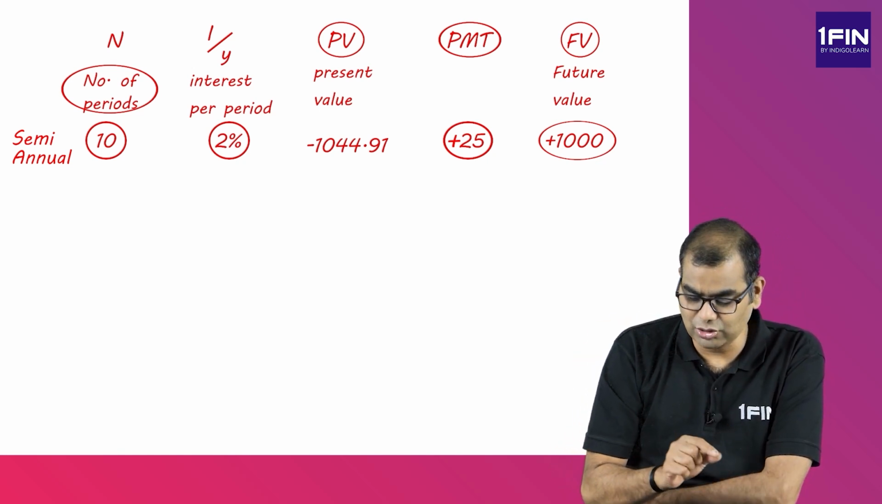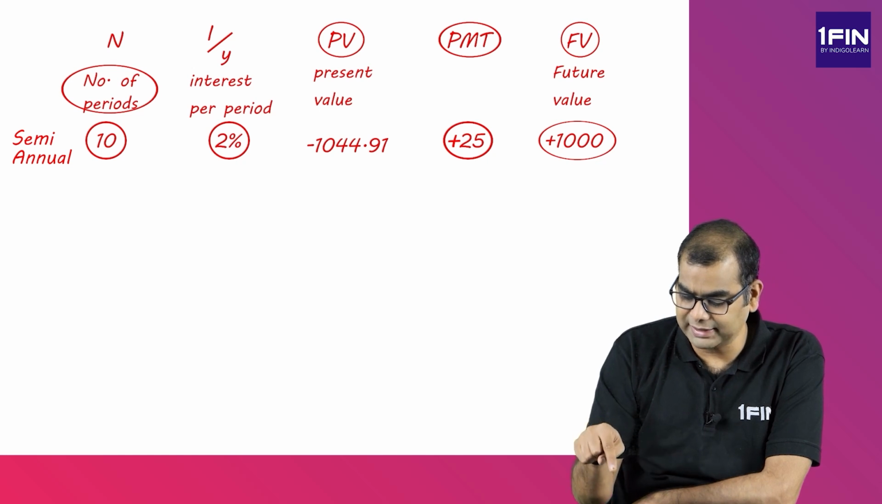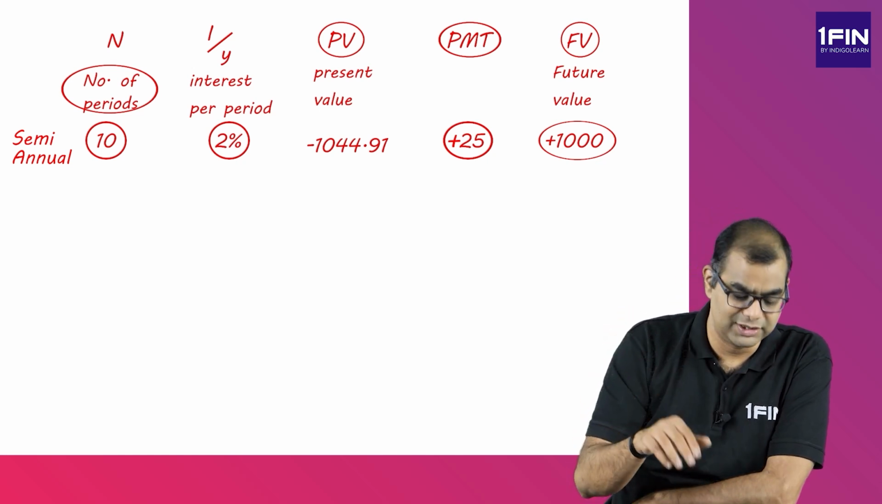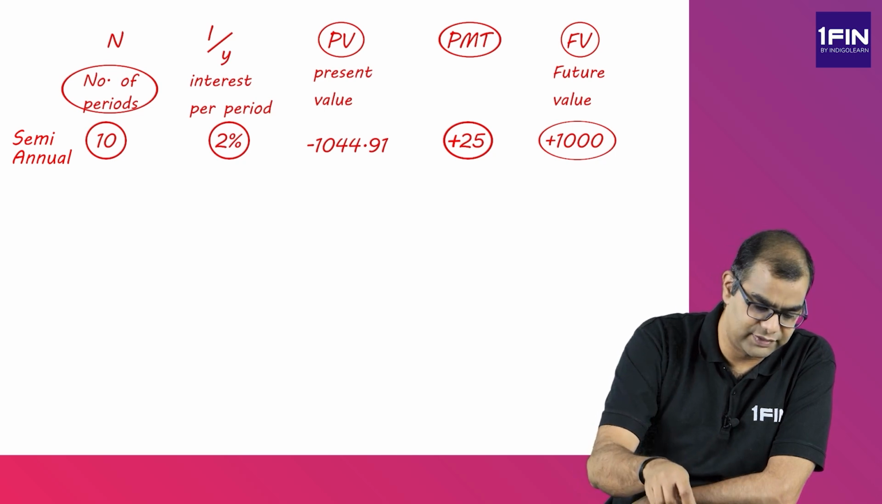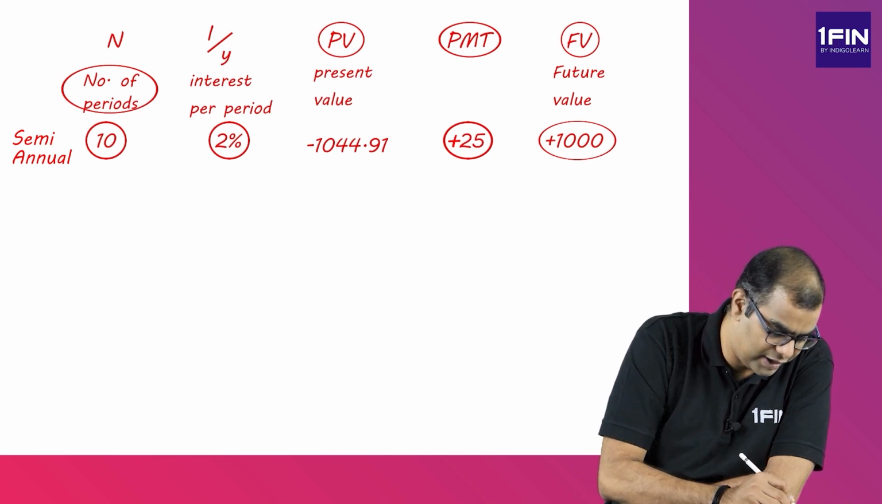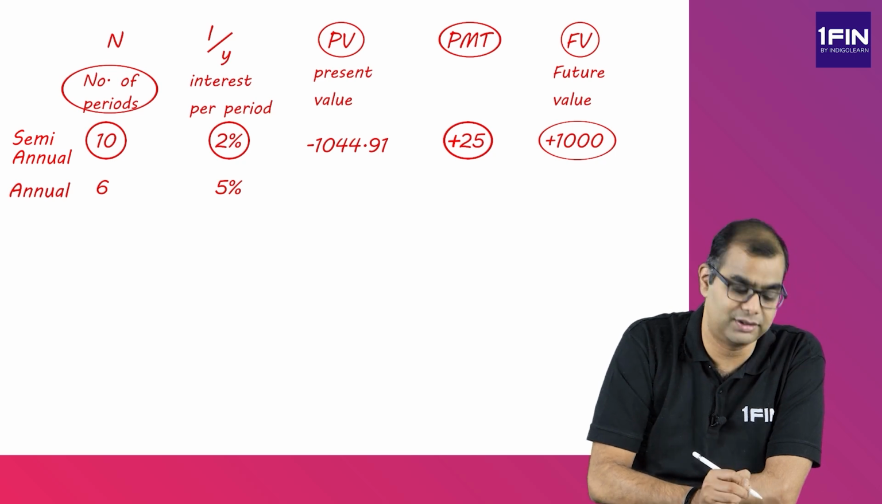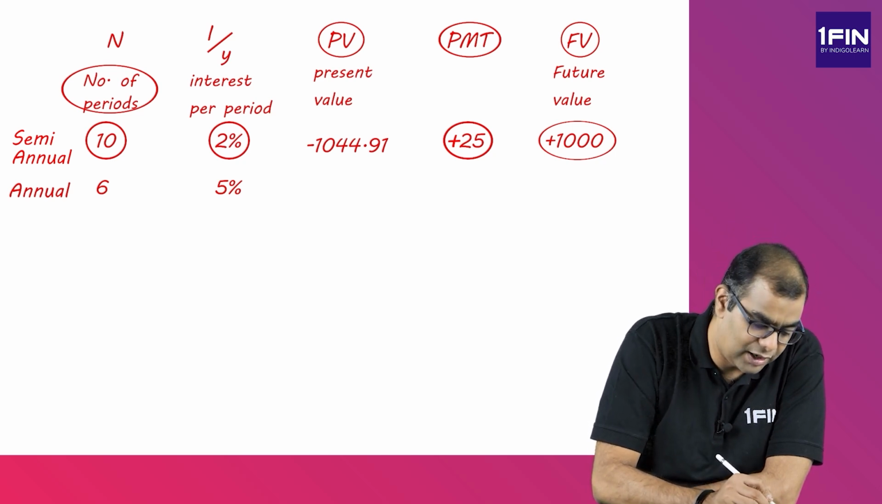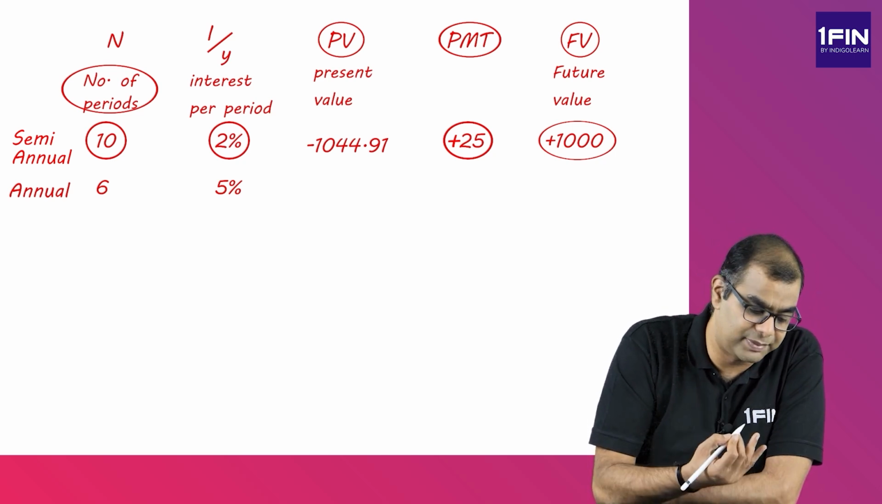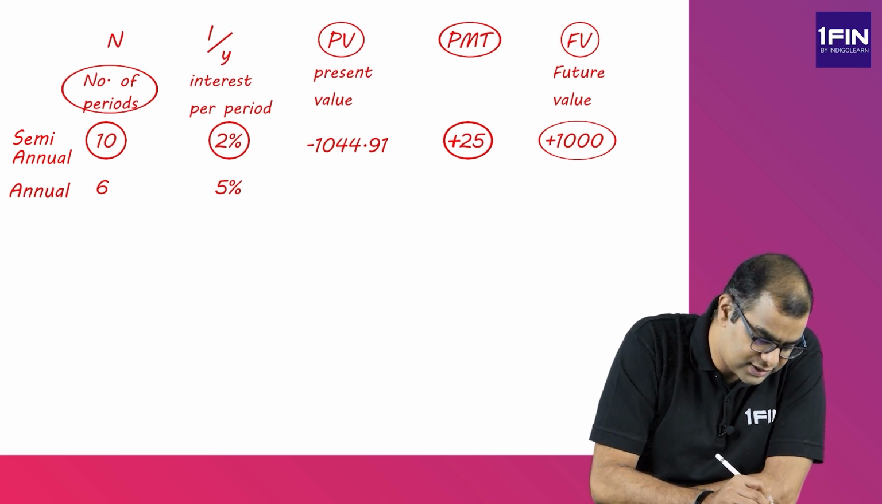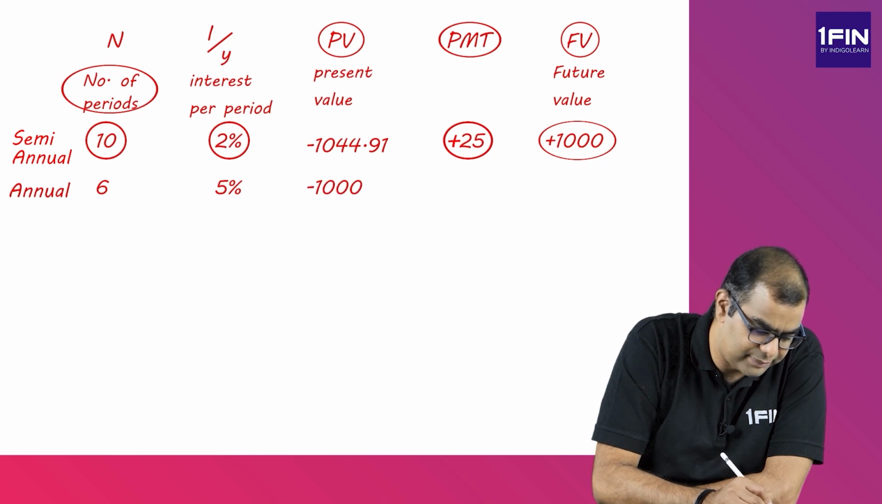Now, please note, I pressed compute and I pressed present value and then I got the answer. So we can do it the other way also. I will do it now annual. There are 6 periods, 5% per period, and now I will give the present value and find out the future value. So what is the present value? Let's say I have 1,000 rupees.